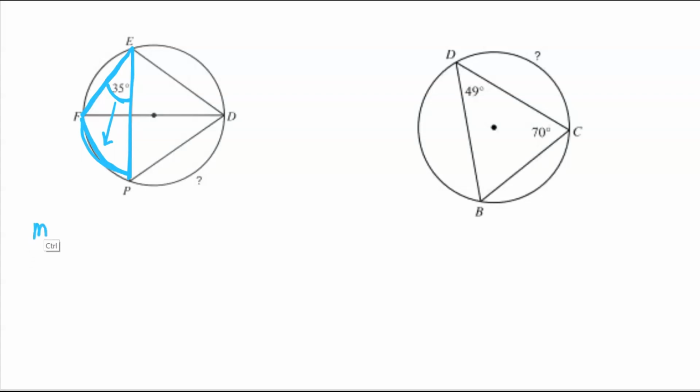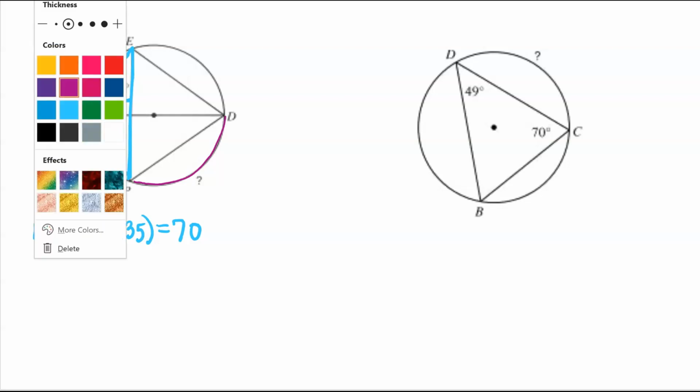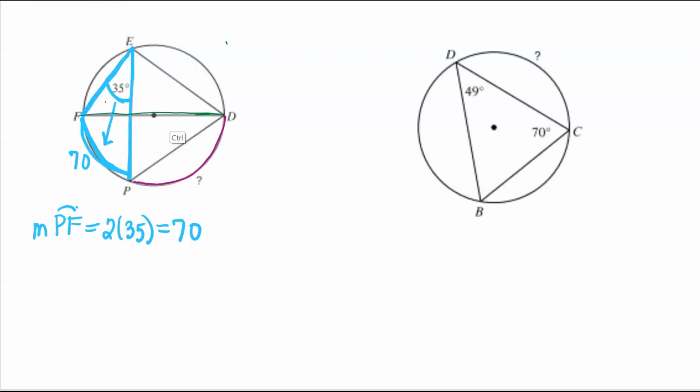The measure of arc PF is going to be 2 times that 35, which is 70. So this right here is 70. Now notice we need to find the question mark. Now the question mark is only this purple arc here. Is there a relationship between the blue arc and the purple arc? There certainly is. If we look closely, we see another diameter.